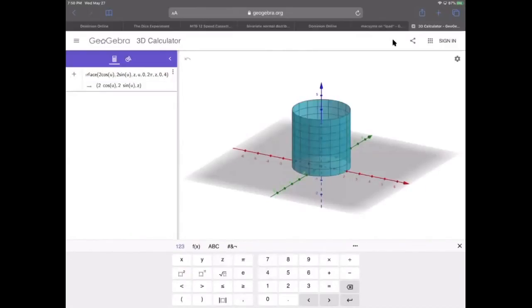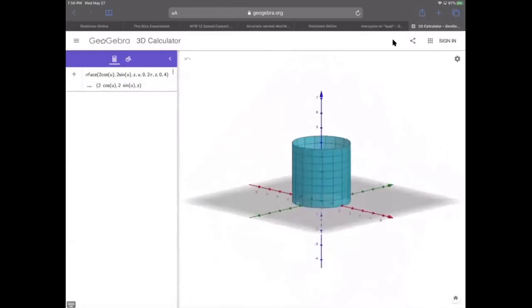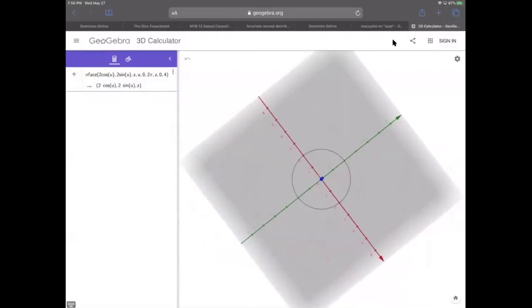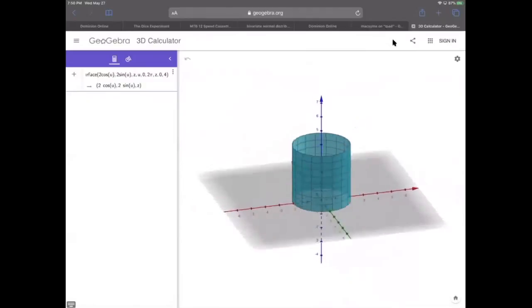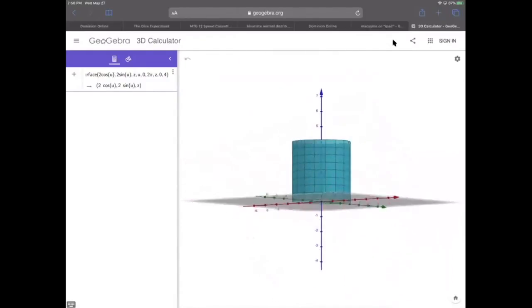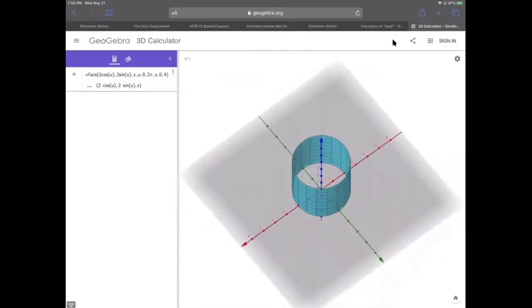And so that's just handled natively in GeoGebra. You don't have to do anything special to do a parameterization like this. And you can do multiple parameterizations in the same graph. Okay. So is there any question about that?